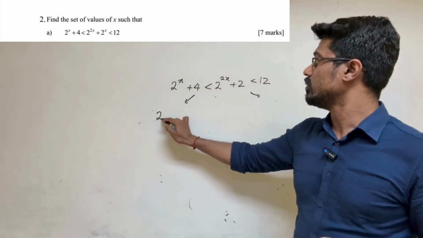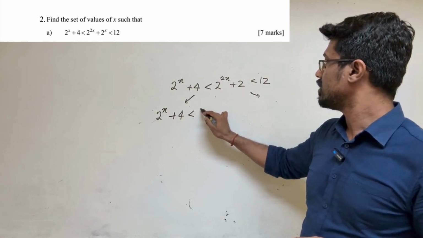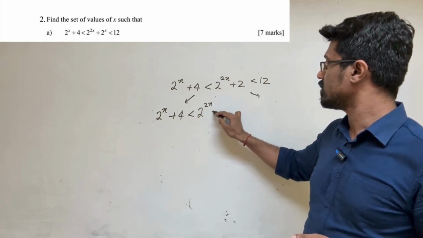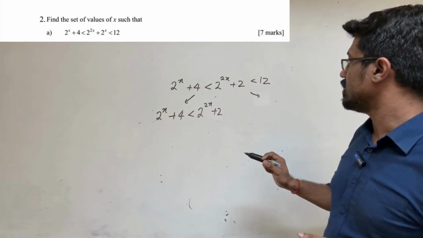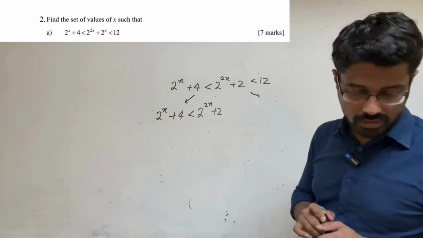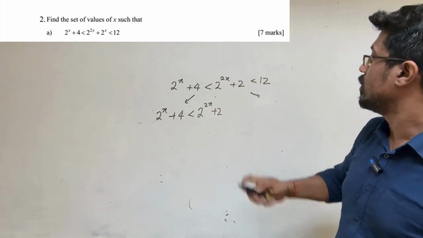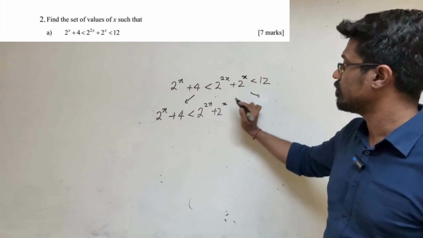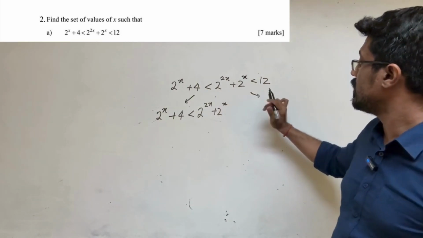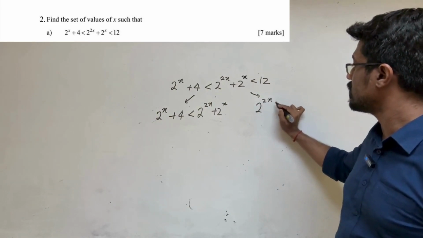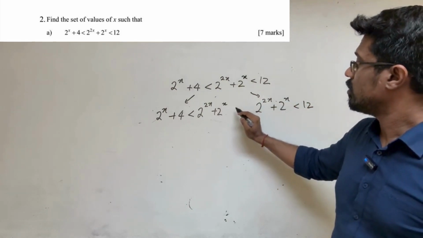So first is 2x plus 4 less than 2 to the power of 2x plus 2. Okay, that's the first one. Then next is, I think I missed out something. This is x. Let me see the question again. Yes, there is an x there. Thank God I realized at the start itself. So then this one here, 2 to the power of 2x plus 2 to the power x less than 2. Okay, so now we've got two inequalities.